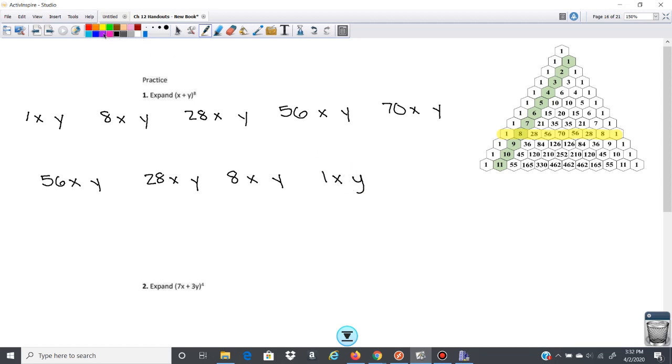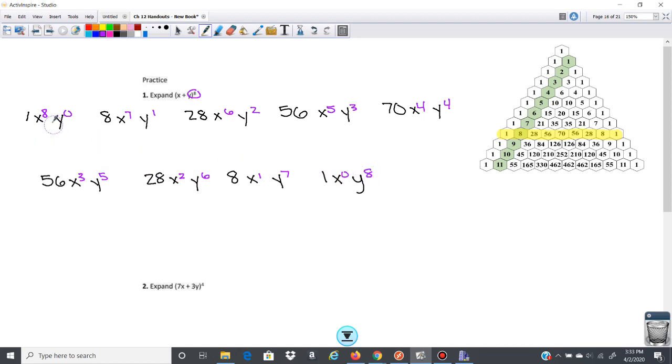All right, and then we're going to go with our exponents. So since we're doing the 8th expansion, your first term, you're going to get an 8 for that exponent, and then you're going to descend. So we're going to go 8, 7, 6, 5, 4, 3, 2, 1, 0. And then on our second term, we're going to start at 0, and we're going to ascend. So we're going to go 0, 1, 2, 3, 4, 5, 6, 7, and 8.